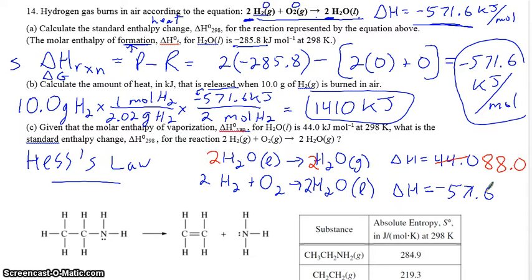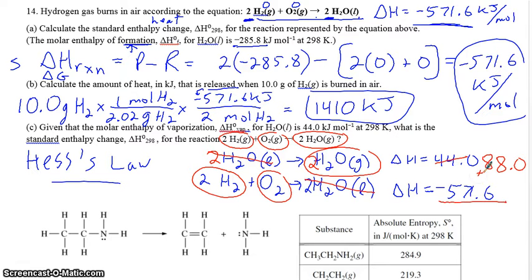Right, so now if you take a look, the reactions should cancel out. Everything should cancel out, leaving us with this final equation. Notice that my two liquid waters cancel out, and I am left with two hydrogens, that's what we need on the left, an oxygen, that's what we need on the left, and two gaseous water, that's what we need on the right. We've done it right, and if everything matches up, we can simply add these numbers together, so 88 plus negative 571.6, we should get a final value of negative 483.6 kilojoules per mole. And that is the answer.